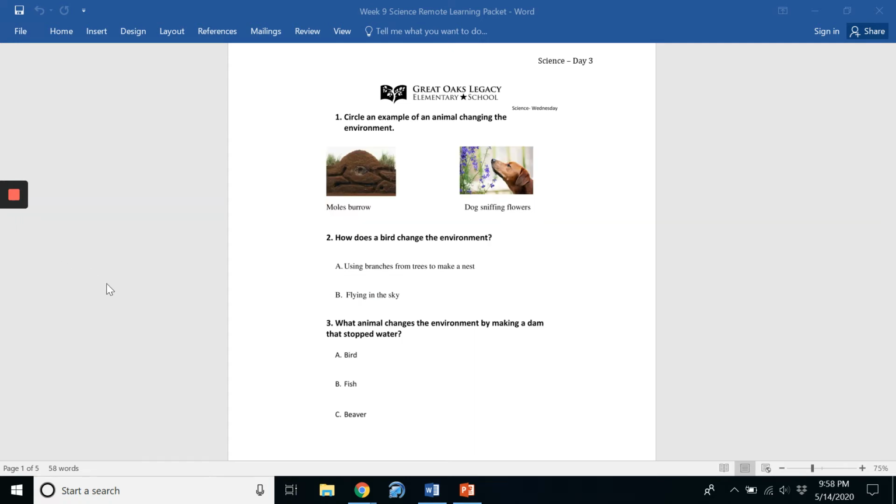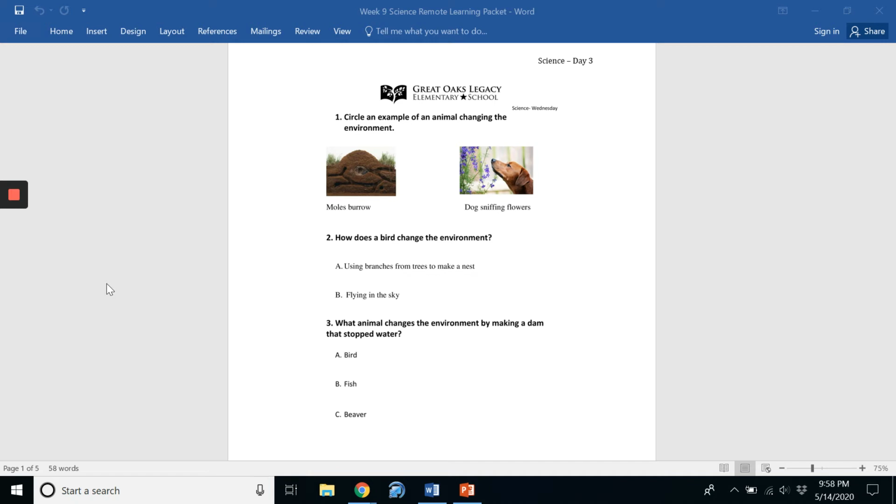Now for day 3, we will answer these next questions. Put your finger on number 1. Number 1 says, circle an example of an animal changing the environment. Is it mole's burrow or the dog sniffing flowers? So which one is an example of an animal changing the environment? Go ahead and circle 1.